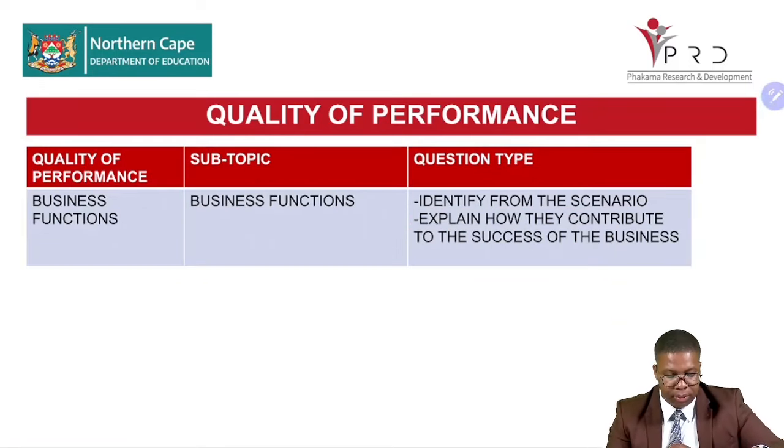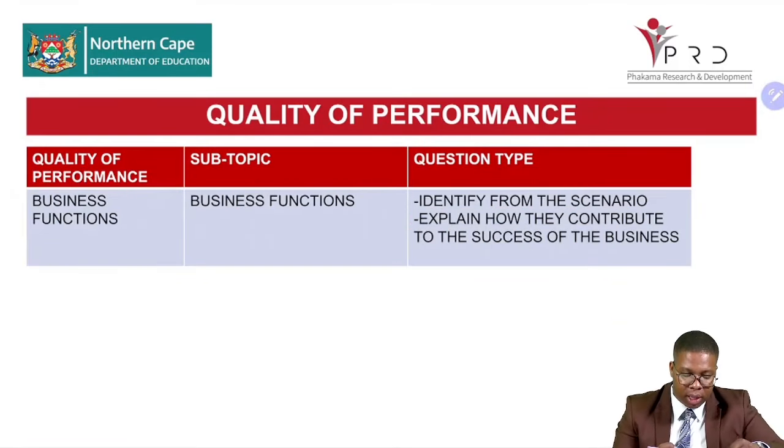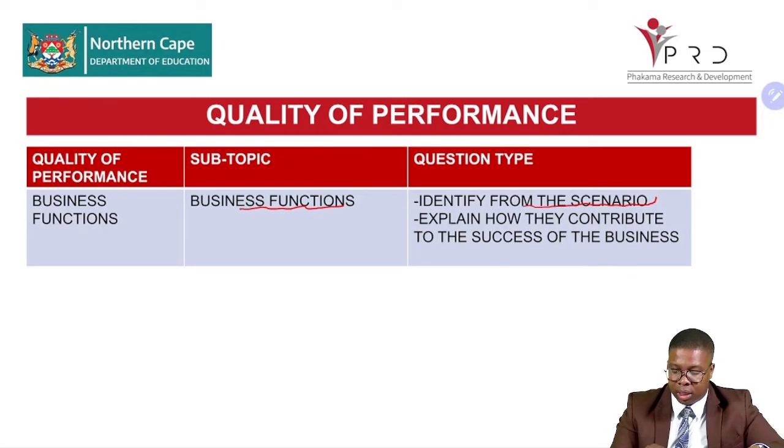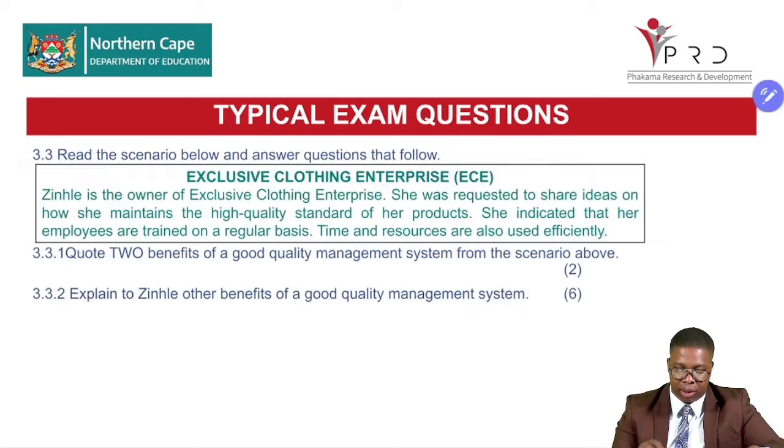Then we also have quality of performance in terms of the business functions. When you look into the business functions, you will then be required to identify the business functions from the scenario. Remember, we have 8 business functions. You should know what they stand for, and then you should be in a position to explain how they contribute to the success of the business as those business functions.